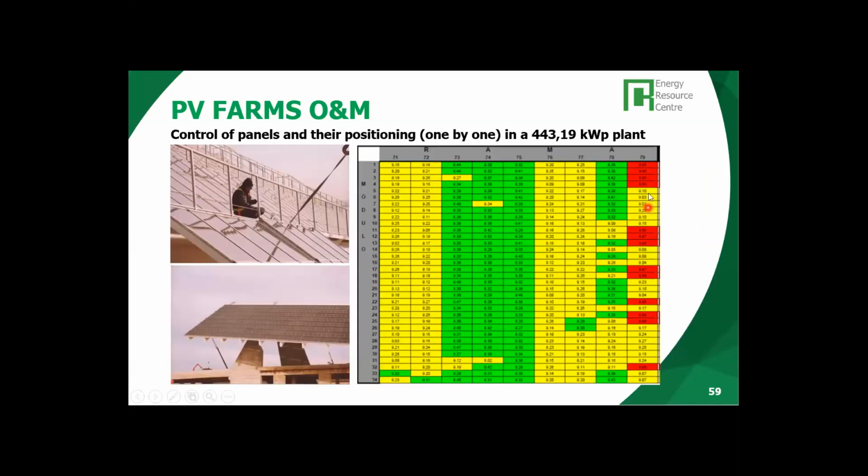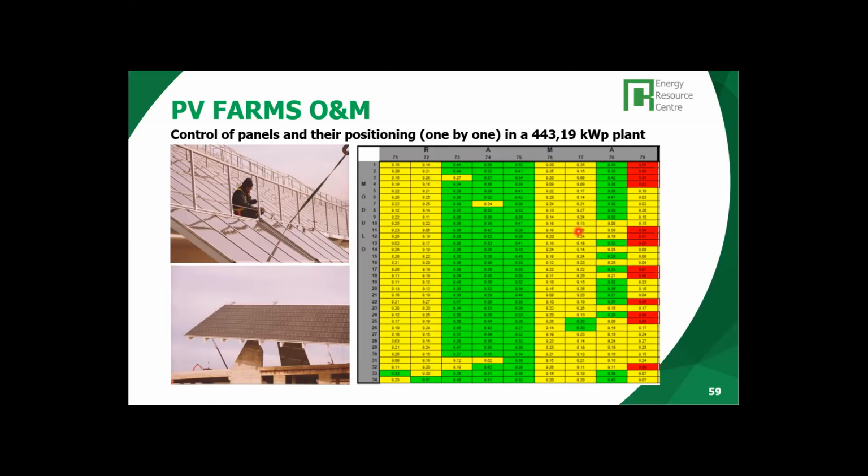So all the low performance modules were grouped together in the same series, in the same string. Okay, so only this string was affected by the low performance of the panels. Remember, only 14 panels out of 2,600, so 0.5% of the panels were low performant. But if each of these panels had been placed in a separate string, then 14 strings out of 79 would have been affected and underperforming, you see?